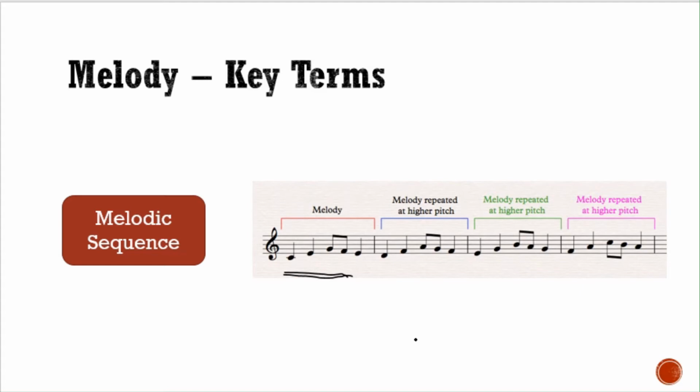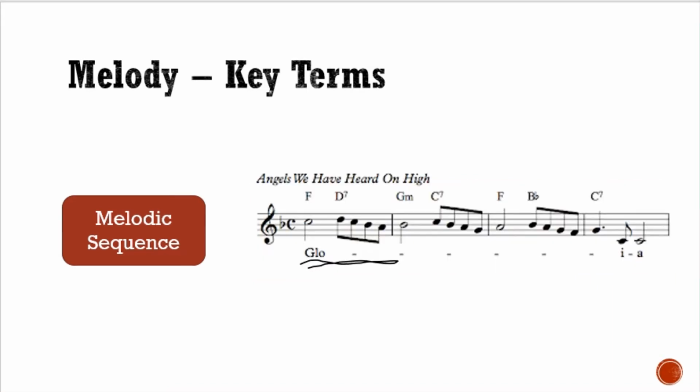As well as going up, it can also go down. So here's our example of a descending melodic sequence. This is our original little idea here in this first bar. It sounds like this. And then each bar, that pattern's taken and it's just shifted down a tone and then shifted down another tone. And it sounds like this.